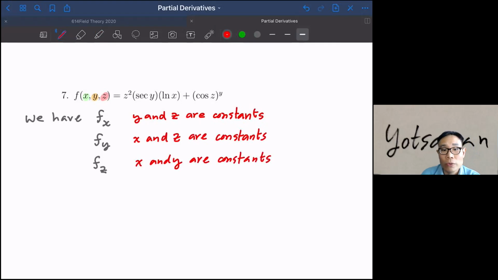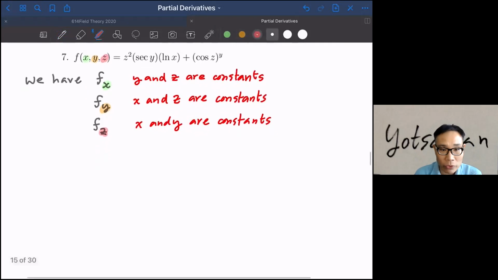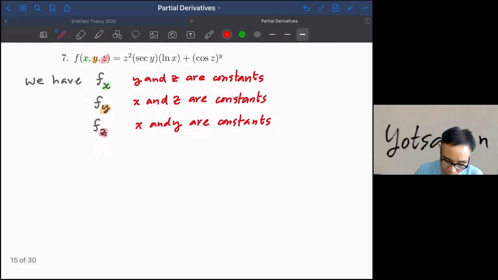Okay, so for each variable, if you'd like to find fx, you think of y and z as constant. For fy, x and z are constant. And for fz, x and y will turn out to be your constants. So there will be 3 cases and 3 partial derivatives in this case. So you're gonna have fx, where y and z are constant.